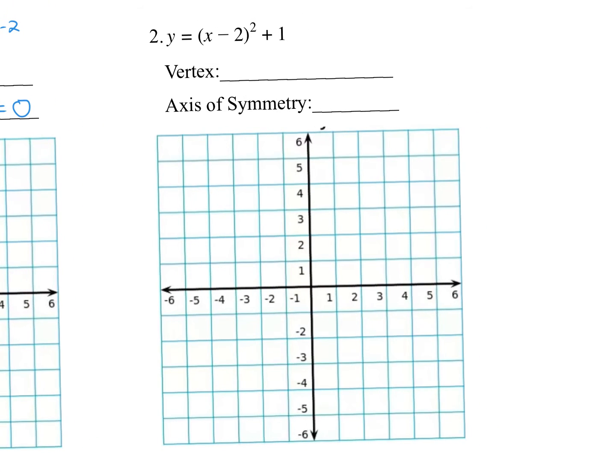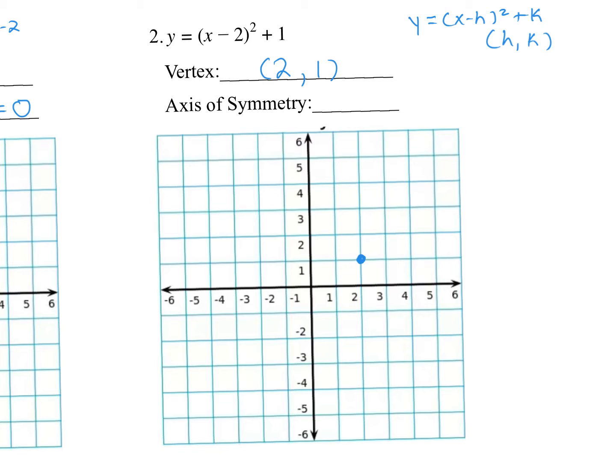Let's start here. Now, remember, our vertex form is y equals x minus h squared plus k, our vertex being h comma k. So whatever is on the inside with the x is opposite signs. So x minus 2 squared plus 1, my actual vertex is positive 2, positive 1. Not negative 2, because it's opposite signs. So I'm going to go over 2, up 1, put a dot for my vertex.